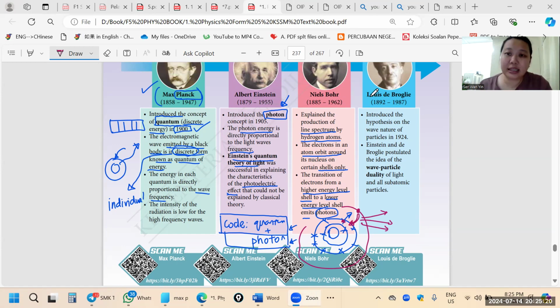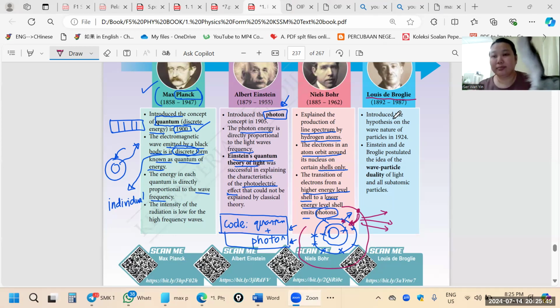Then finally comes Louis de Broglie. Teacher, why so many chemistry people? As I told you, quantum physics is the world of the inner part of the atom. That's why it relates to many chemistry scientists. Okay, is that right?